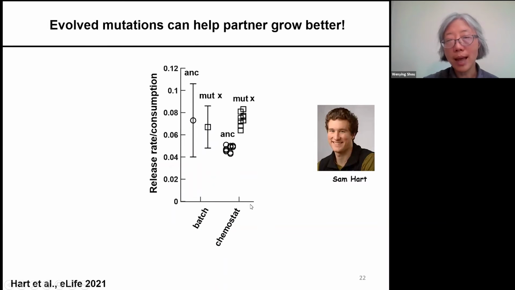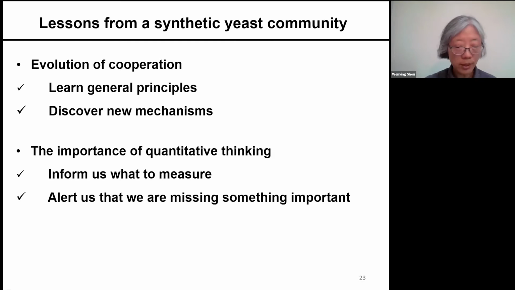Once we used the chemostat assays, the results became much more reproducible. So we indeed found a mutant that releases more per consumption than the ancestor, and thus we found a mutation that can help its partner grow better. I hope this vignette illustrates that a mismatch between model and experiments can alert us that we're missing something very important. In this case, it is that our batch culture assays were not good enough. And this in turn rescued another project. So I want to thank you very much for your attention.